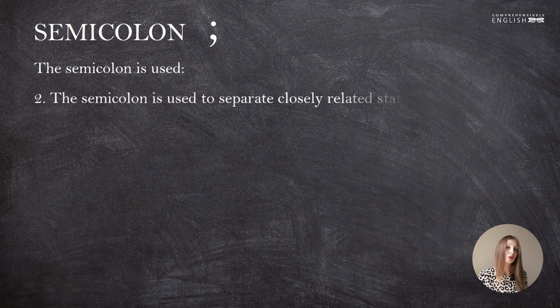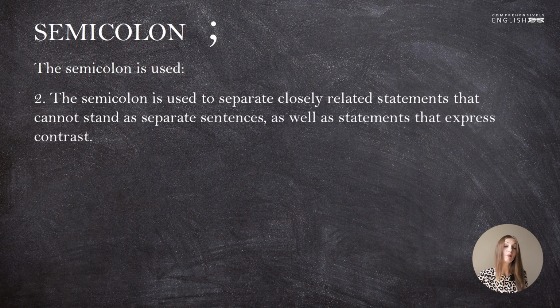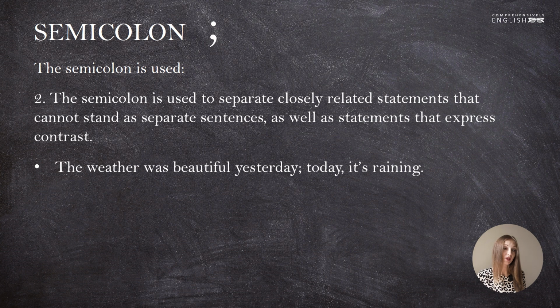Another case when we use the semicolon is to separate closely related statements that cannot stand as separate sentences, as well as statements that express contrast. For instance, the weather was beautiful yesterday; today it's raining. So these clauses are very closely related to each other. There will be no point in separating them, creating two independent sentences. We need to put them in one sentence, and to somehow divide them, we use the semicolon.